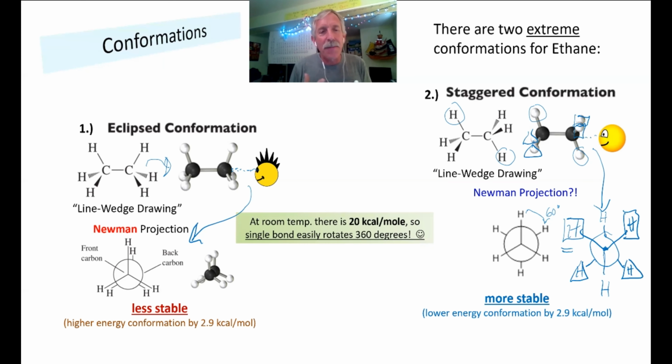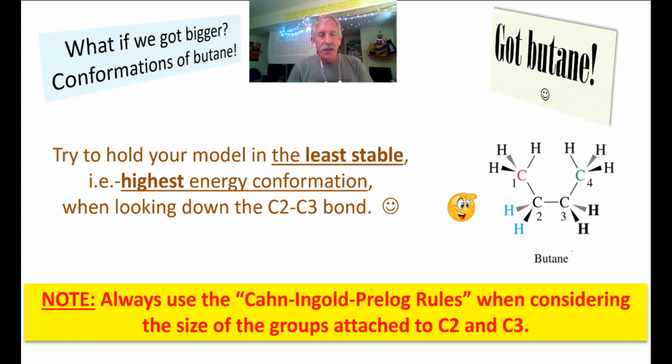But what I want you to remember is the energy around me in the room is 20 kilocalories per mole. So that means the energy in this room allows me to rotate through all of these possible conformations, staggered, eclipsed, staggered, eclipsed, staggered, eclipsed, because there's plenty of energy in the room to do that. So this molecule has no problem rotating, okay? As opposed to a double bond, no rotation. So let's get more complicated.